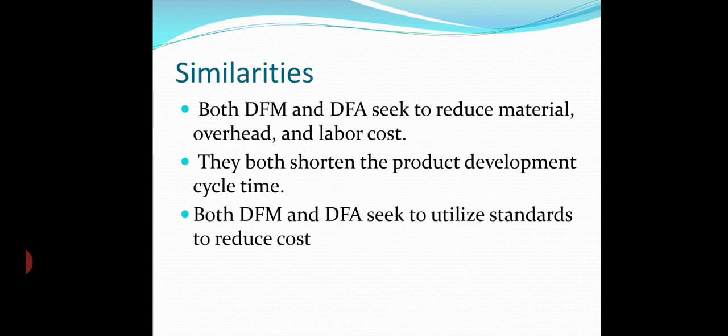Next one, similarities. Both DFM and DFA look to reduce the material overhead and labor cost. So you know very well the objective of DFMA, better product at a lower cost. That is the major objective. They both shorten the product development cycle time. Third one, both DFM and DFA look to utilize standards to reduce cost. The major similarity is reducing the cost of the material in assembly operation or manufacturing operation.